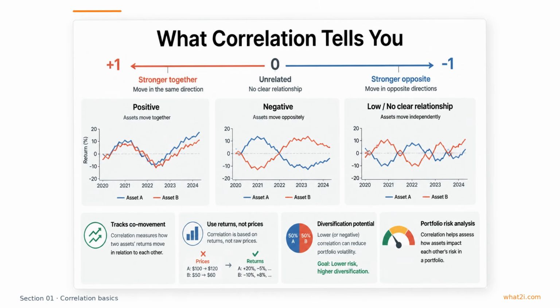This matters because portfolio risk depends partly on how holdings interact, not just on how risky each one is alone. If two positions often rise and fall together, they may add less diversification than you expect. If they move differently, they may help smooth overall portfolio results.